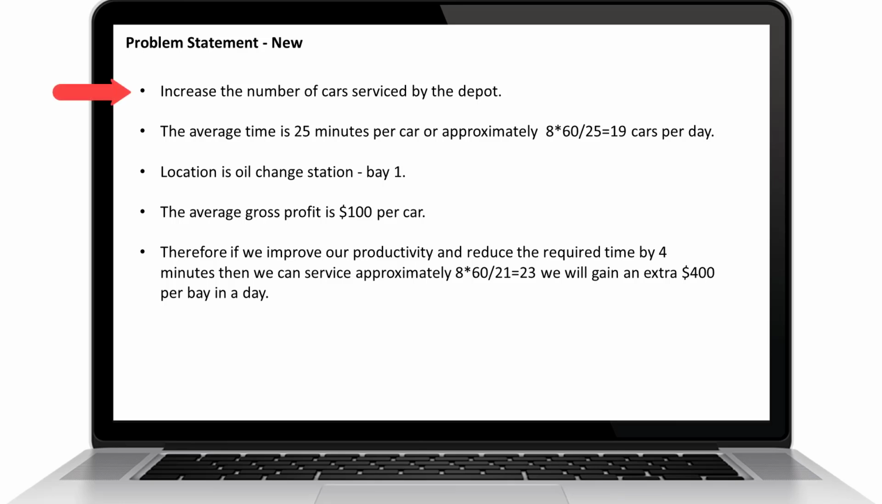We want to increase the number of cars serviced by the depot. The average time is 25 minutes per car, or approximately 8 times 60 divided by 25, equal to 19 cars per day. Location is bay number 1 of the oil change station. The average gross profit is $100 per car. Therefore, if we improve our productivity and reduce required time by 4 minutes, then we can serve approximately 8 times 60 divided by 21, or 23 cars. It will give us an extra $400 per bay in a day.